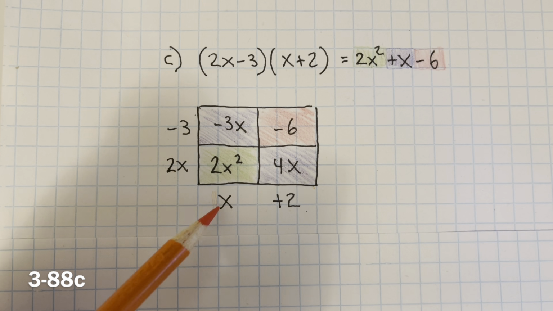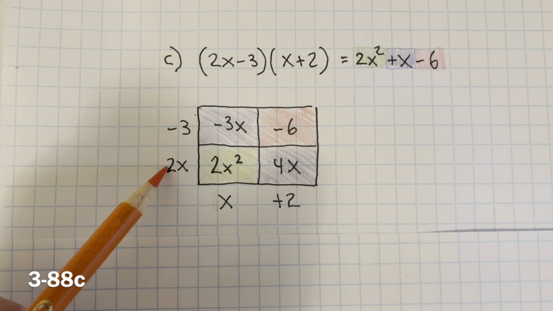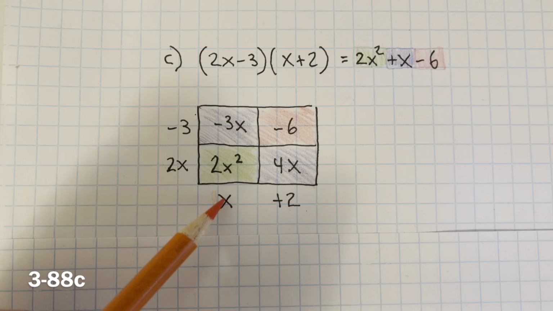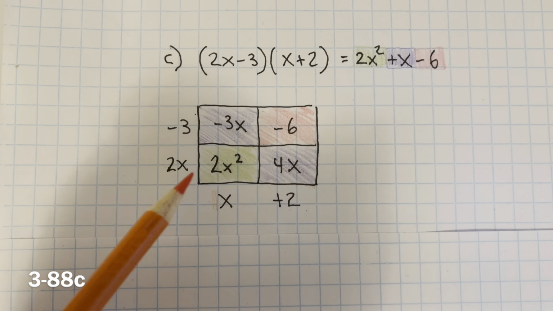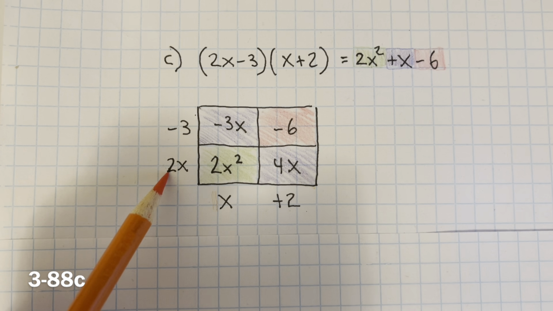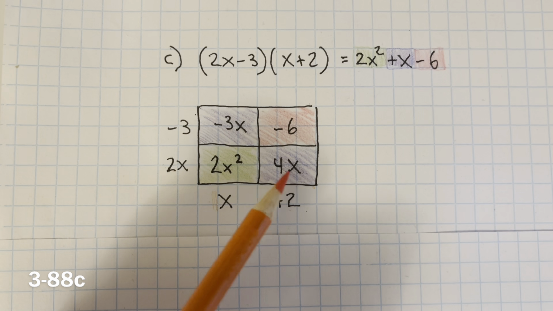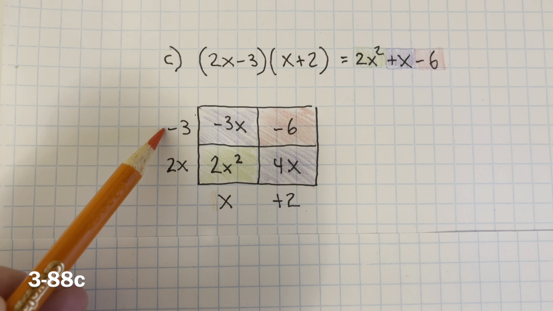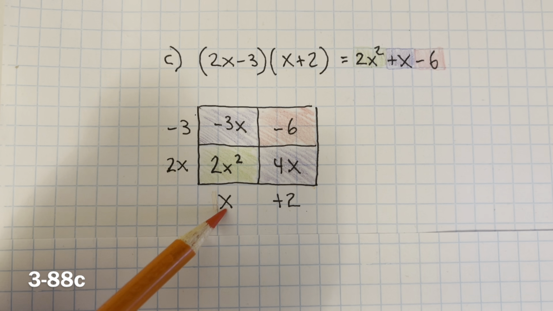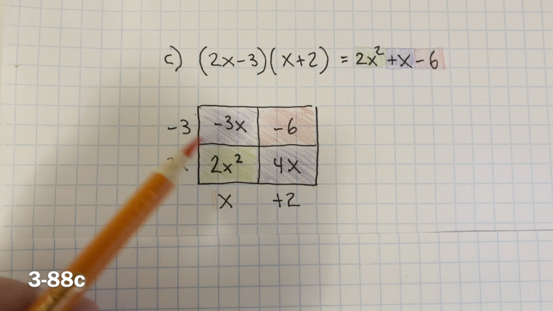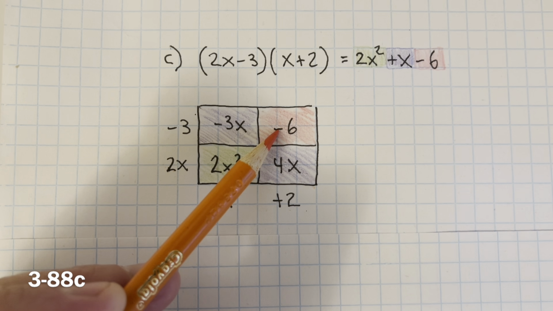So 1 multiplied by x is still x. But then you multiply the coefficients. 2 multiplied by 1 is 2. X multiplied by x is x squared. Then I'm going to multiply to the second term. 2x multiplied by 2 is 4x. I'm going to go to this term, negative 3 multiplied by x, negative 3x. Negative 3 multiplied by 2 is negative 6.